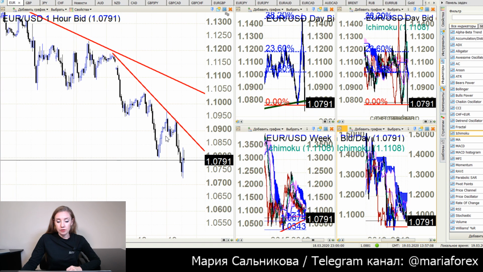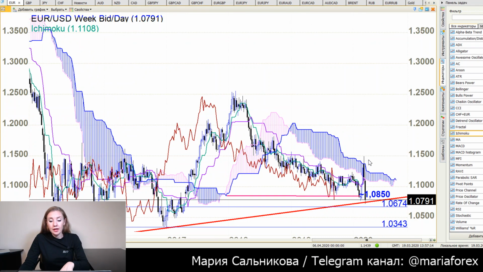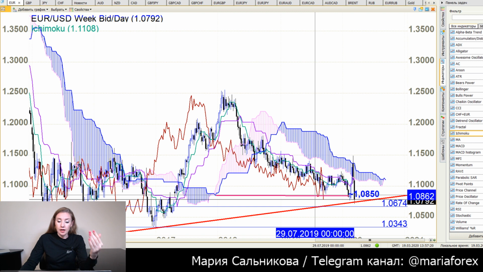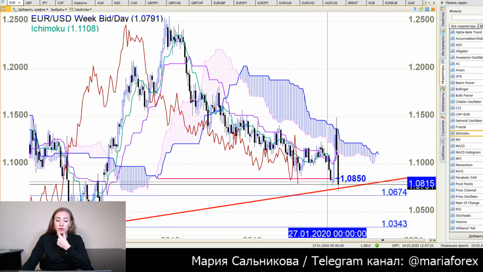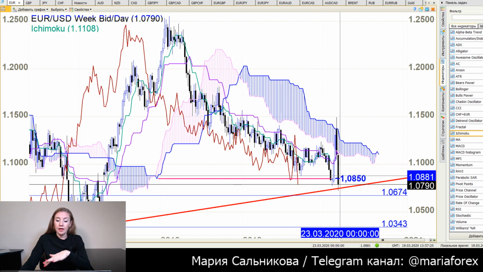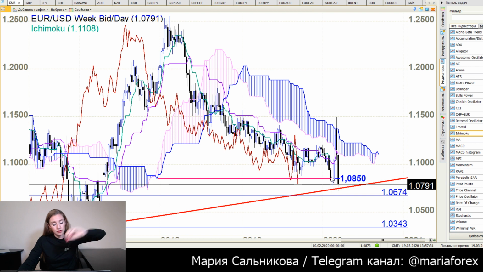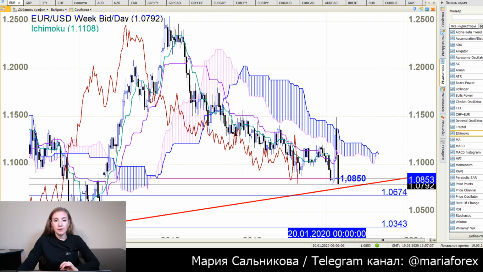About the euro dollar, what I think is good to trade now. First of all, we go to the weekly chart, and I would like to remind you about this level of support, 1.0850. We had this level of support as a target one, and we did get this target this year. After that, the market gave us a huge way up. And what we see today, the price is near this level of support again.